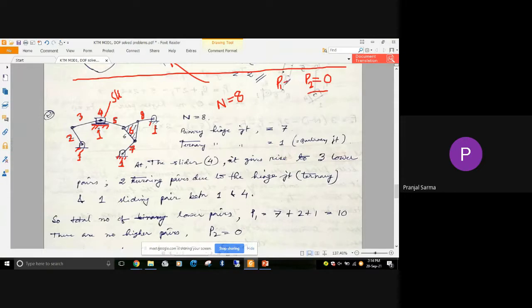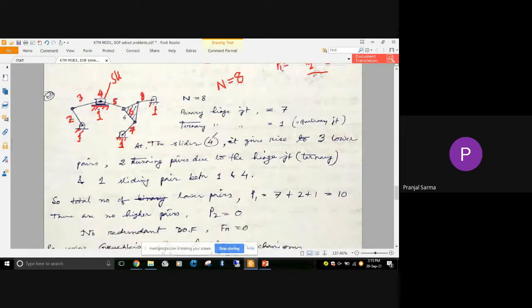For finding out P1, we will go to the method of joints. We'll see what kind of joints are there. After this much, are all of you with me? Yes, sir. Now we know what a binary joint means. A binary joint means that at that particular connection, two links are joined together.